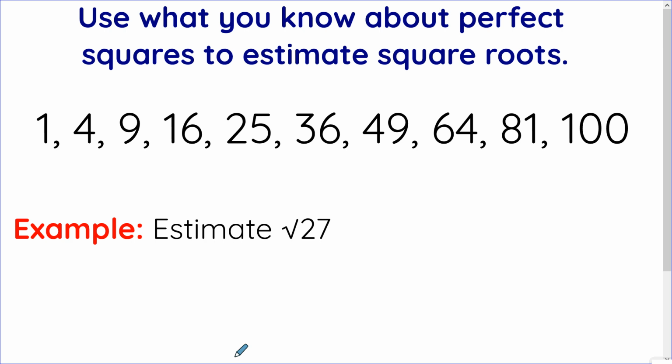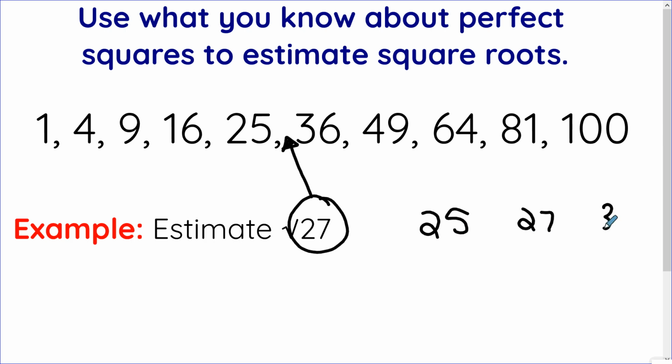So here are the first 10 perfect squares listed out, and I want to use those to estimate the square root of 27. So root 27. 27 is not a perfect square, but looking at my perfect squares, I know it's in between 25 and 36. So since 27 is in between 25 and 36, the square root of 27 will be in between the square root of 25 and 36.